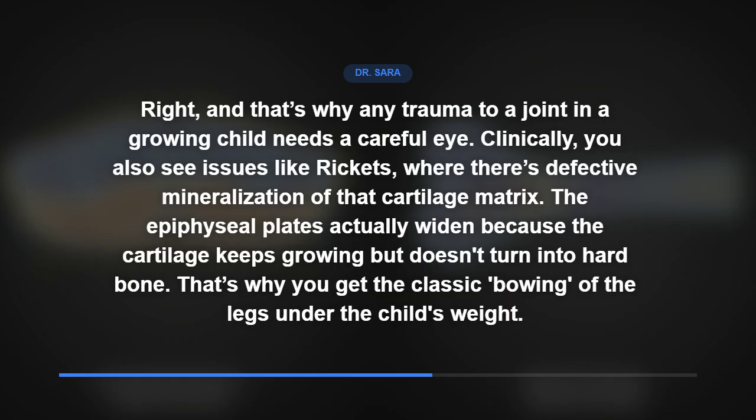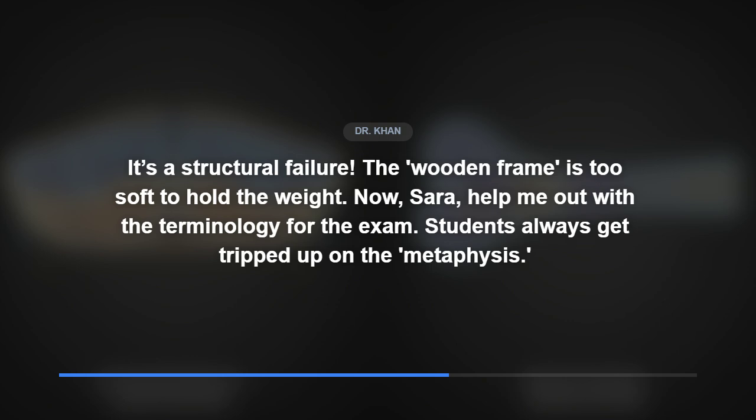Clinically, you also see issues like rickets, where there's defective mineralization of that cartilage matrix. The epiphyseal plates actually widen because the cartilage keeps growing but doesn't turn into hard bone. That's why you get the classic bowing of the legs under the child's weight. It's a structural failure. The wooden frame is too soft to hold the weight.